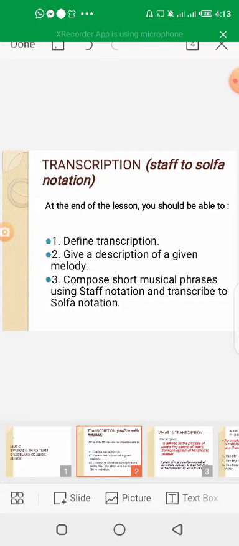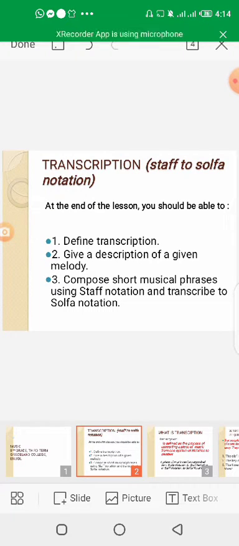Remember what staff notation is. Yeah, the system of writing music that makes use of the 5 lines and 4 spaces. Exactly. So we shall be doing transcription from staff notation to solfa notation. Now, at the end of this lesson, you should be able to define transcription properly. You should be able to give a description of a given melody. And finally, you should be able to compose short musical phrases using staff notation and then transcribe them to solfa notation. I hope you understand the things you're supposed to know at the end of this topic.